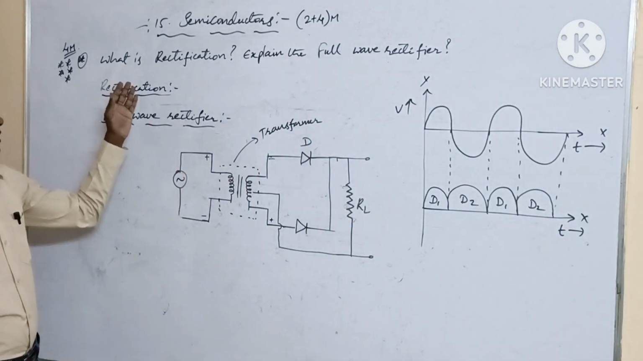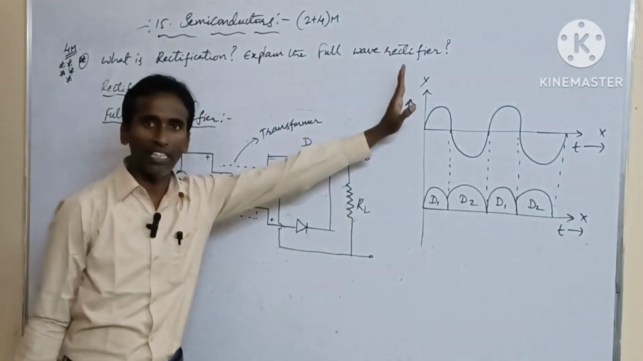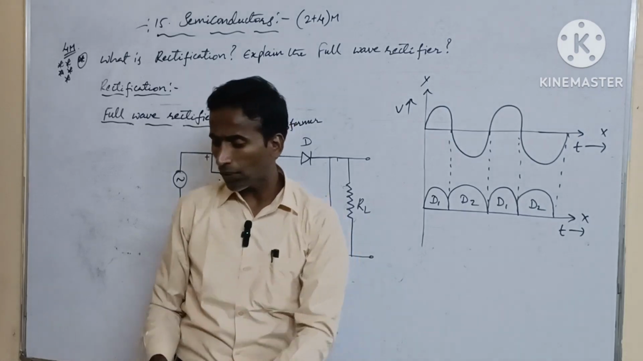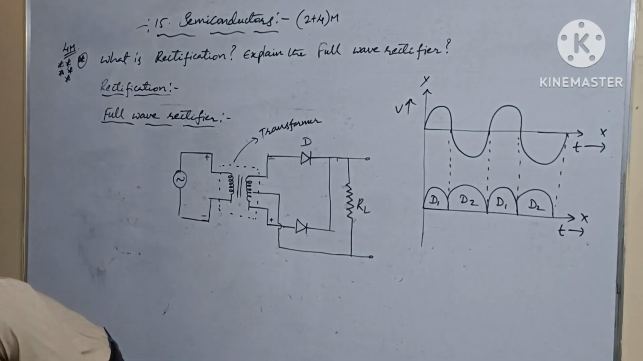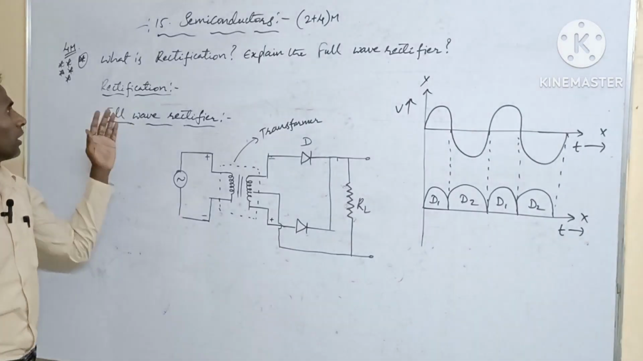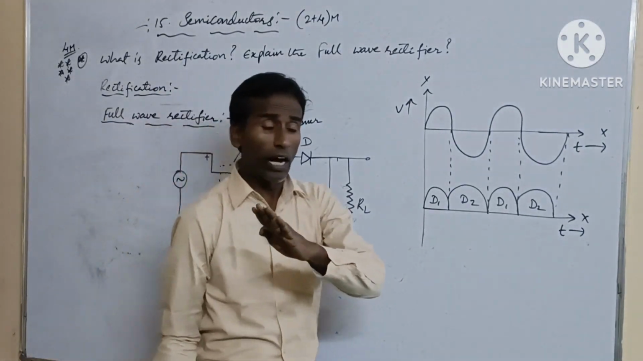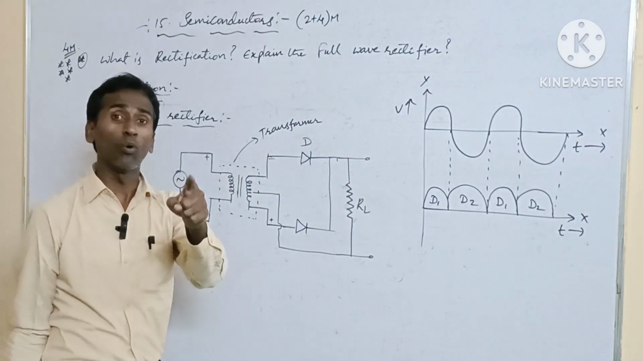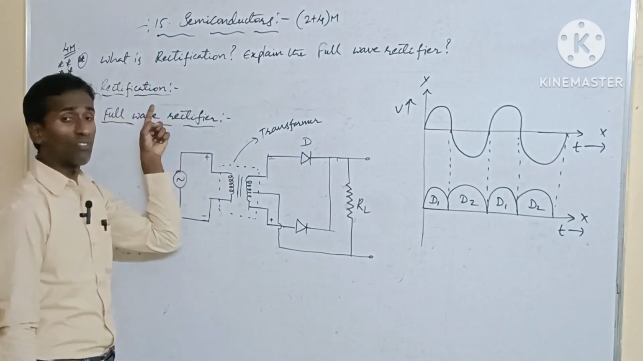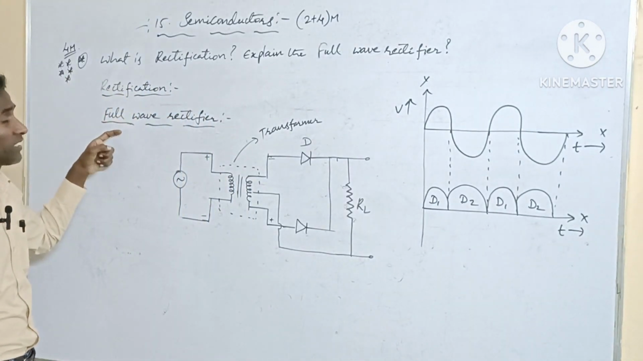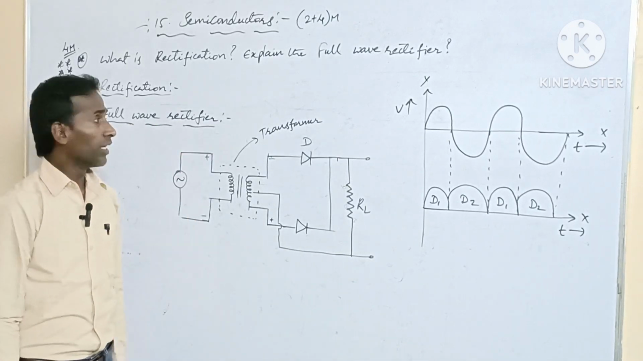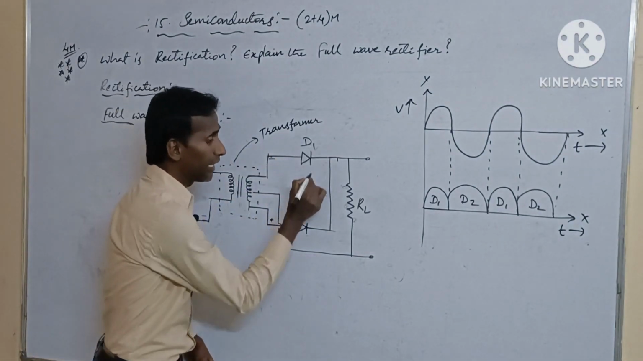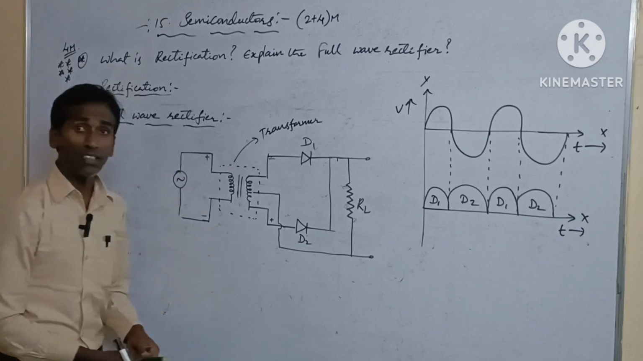Now see here. What is rectification? He is asking to explain the full wave rectifier. First of all, rectification has the same definition here also: the process of converting alternating current into direct current, or alternating voltage into direct voltage, is called rectification. The full wave rectifier consists of two diodes, diode D1 and diode D2.